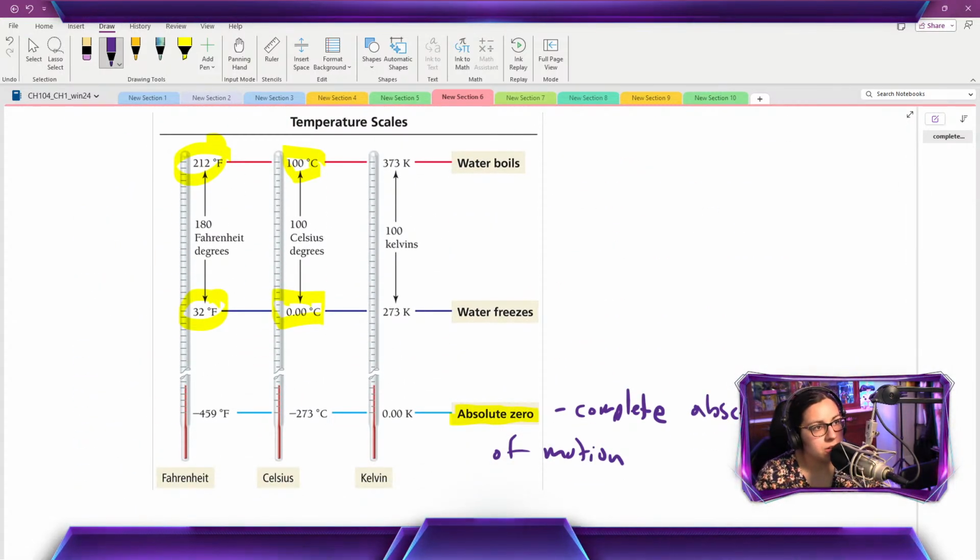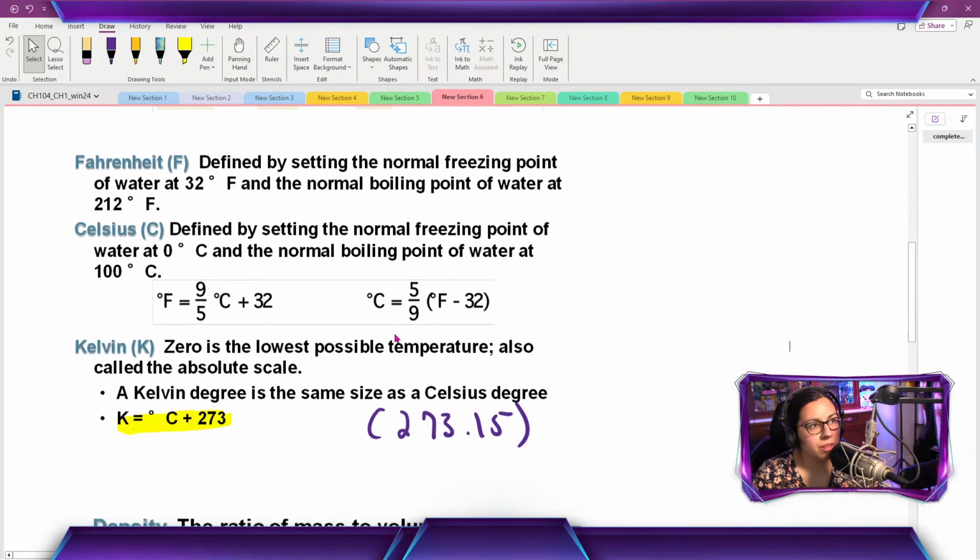And so again, notice, in Celsius, absolute zero is negative 273. And Fahrenheit obviously does not scale as nicely. There's 180 degrees between freezing and boiling.